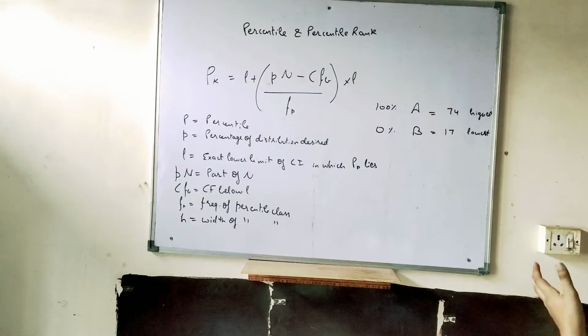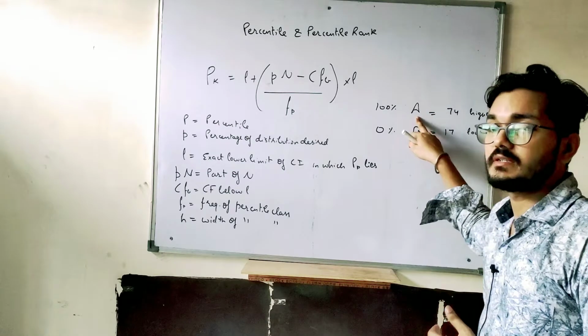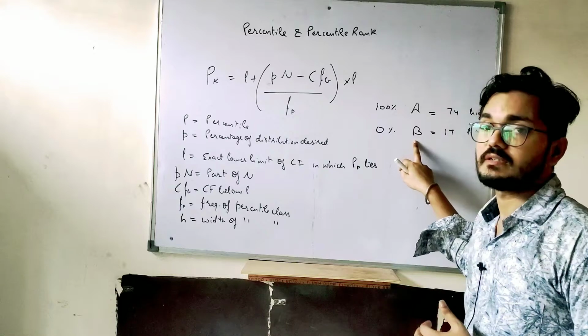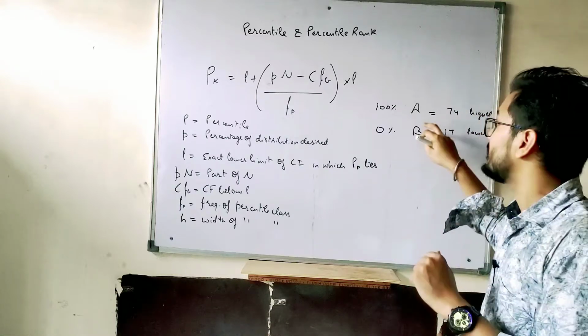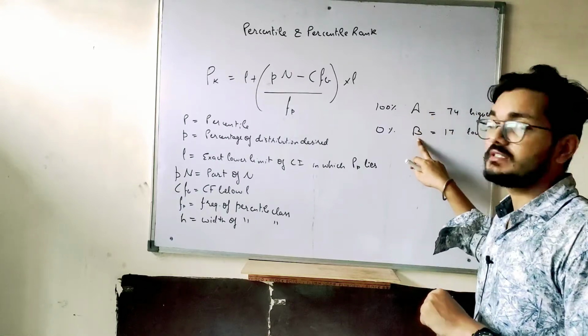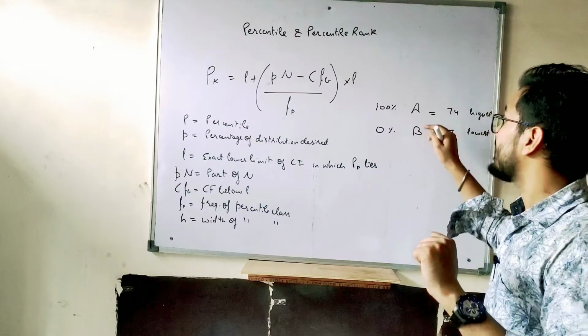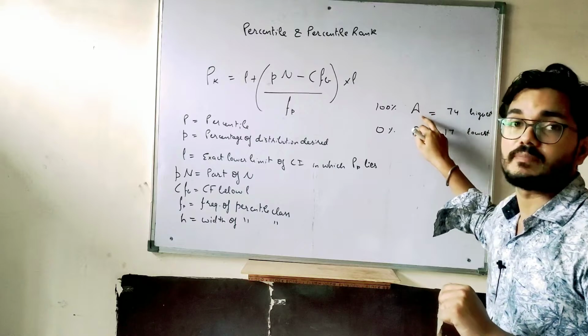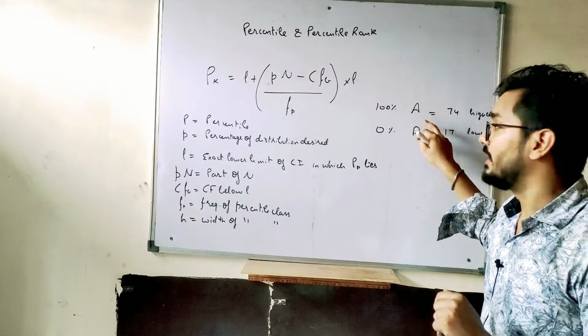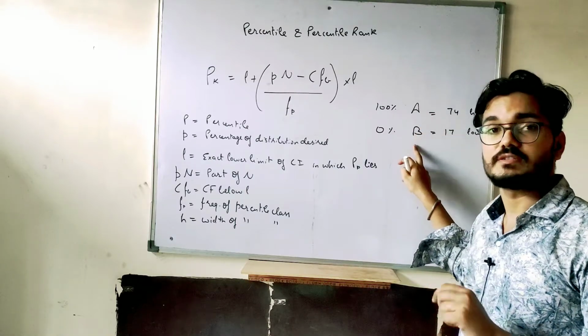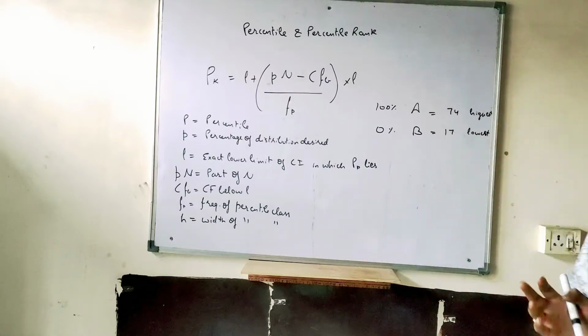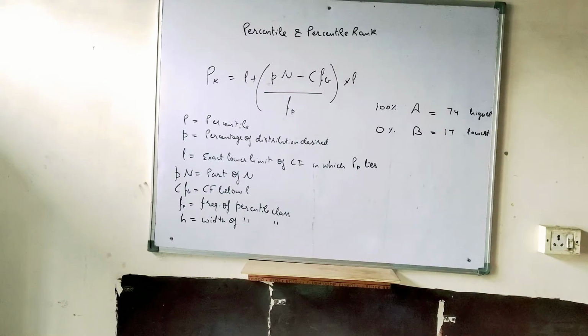Here the rank of this student is first, and the rank of this student is last. Suppose 50 students are there, so the rank of this student is first and of this student is 50th. But according to percentile rank, this student is 100 and this student is 0. So we have discussed percentile rank and simple rank.